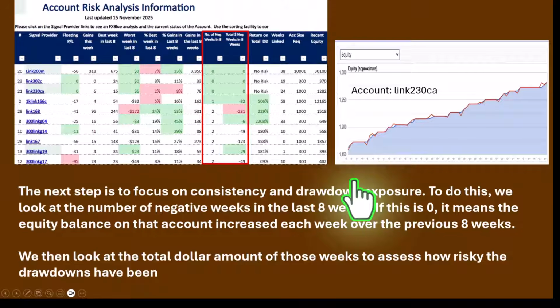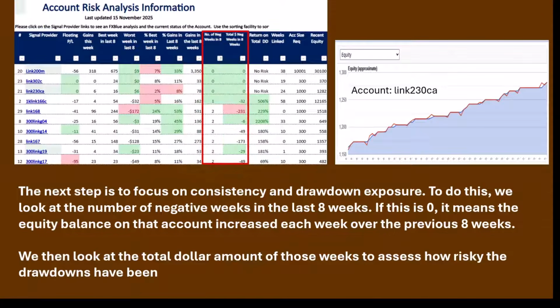The next step is to focus on consistency and drawdown exposure. We look at the number of negative weeks in the last 8 weeks. In other words, you take the equity at the beginning of a week and the equity at the end, and if that number is positive, you've had a positive growth. If it's negative, you had a negative growth. If the number is 0, it means that equity balance on the account increases every week over the previous 8 weeks.